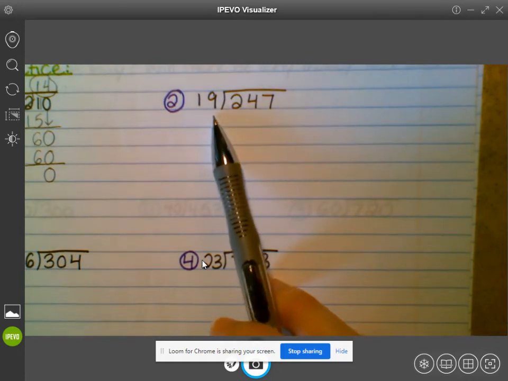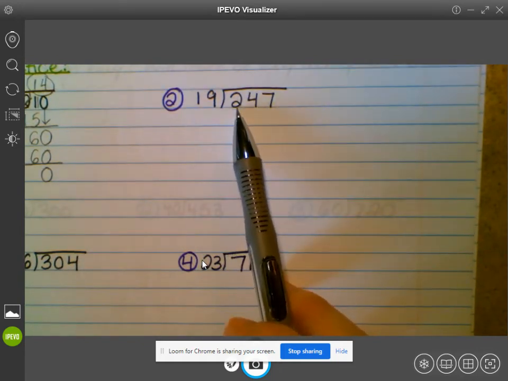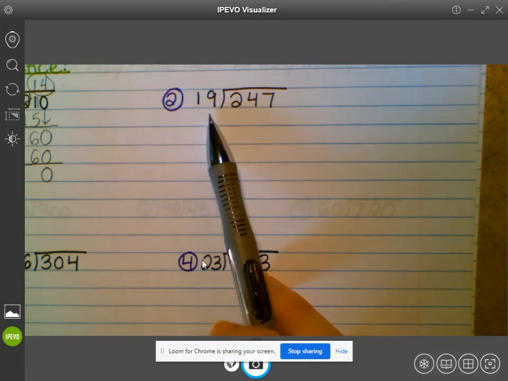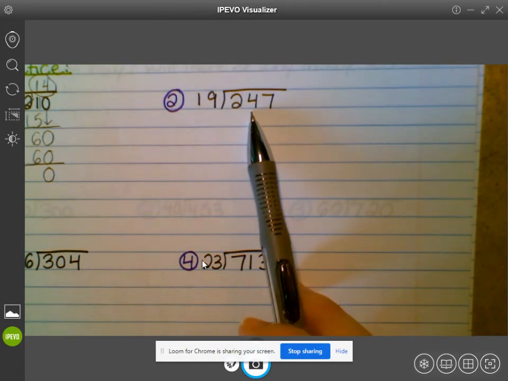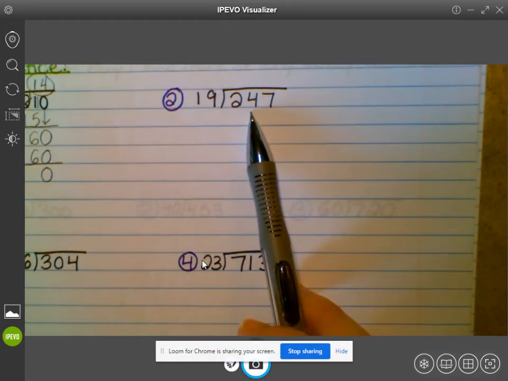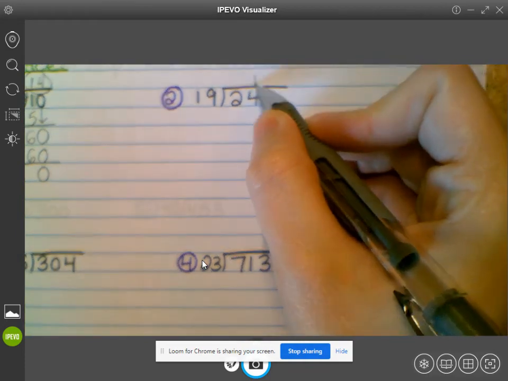247 divided by 19. Okay, we ask, can 19 go into 2? No. Can 19 go into 24? Yes. How many times? Show me on your hand, please. It goes in once. So we put the 1 above the 4 in 24.